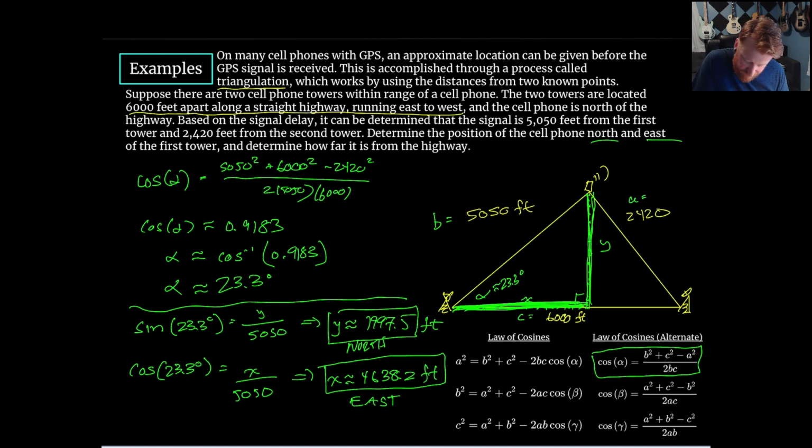So that gives us how far north and east, and it also determines how far it is from the highway. It is 1,997.5 feet from the highway. So there we go. Using the law of cosines, we could figure out the angle that we needed here. Then we abandon the oblique triangle and focus on this right triangle. But now that we know one of the angles, we can figure out the rest of the information we need. So there we go.